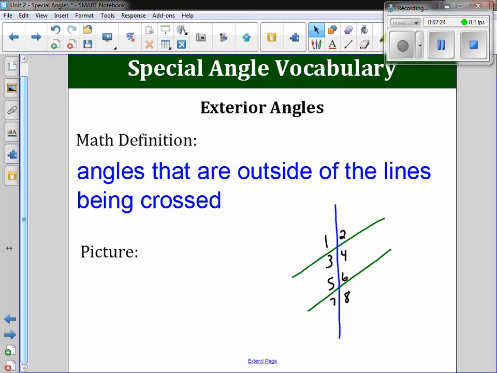So here we have our 8 angles. These are outside of the lines being crossed. So they are going to be angles 1, angle 2, angle 7, and angle 8.